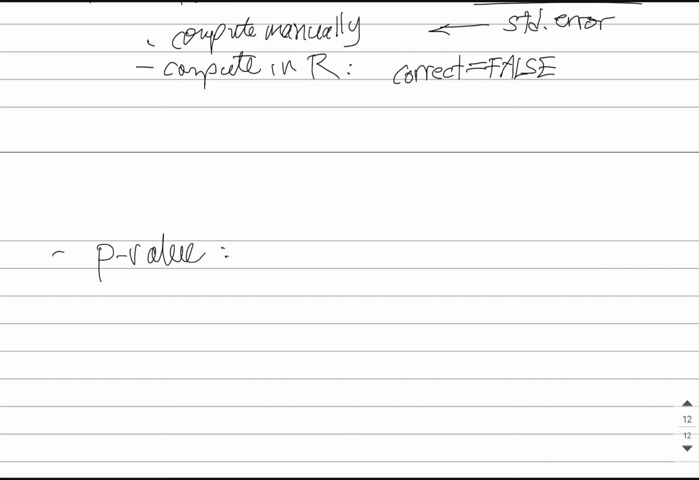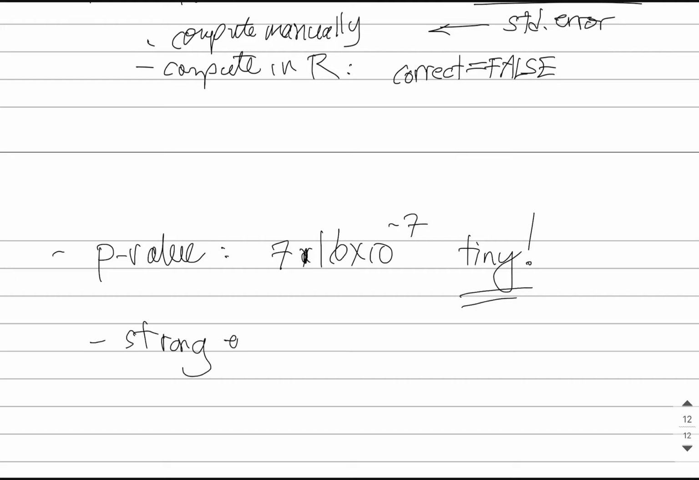So the p-value in this particular case is going to be 7.16 times 10 to the minus 7. This is very, very, very tiny. And this gives us strong evidence to reject the null hypothesis.